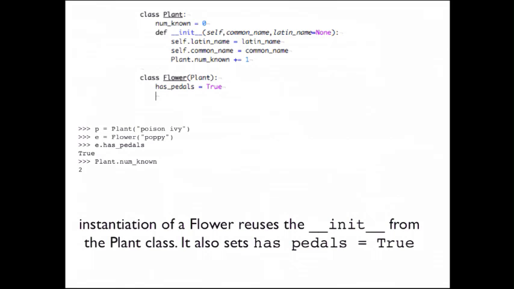inside of Flower. And so if there is no init inside of Flower, I'm going to call the parent class or the base class. I'm going to call its method. So instantiation of a Flower reuses the init from the Plant class. It also sets petals equal to True. So if I go into Flower and I look at this thing called __bases__ and I look at its name, this is now telling me all the base classes of my current class, and that's Plant. So I can know, if I'm inside of a class, what the parent classes are.